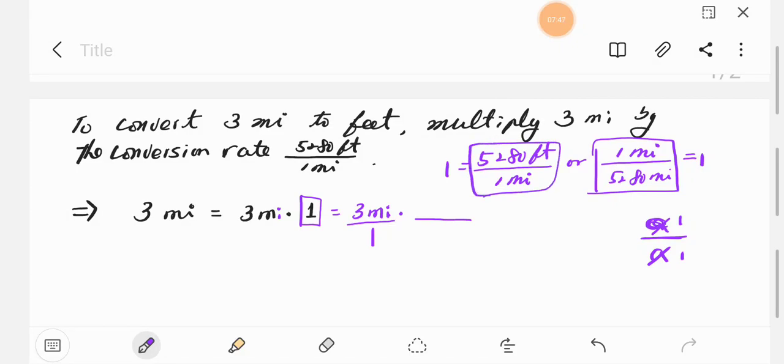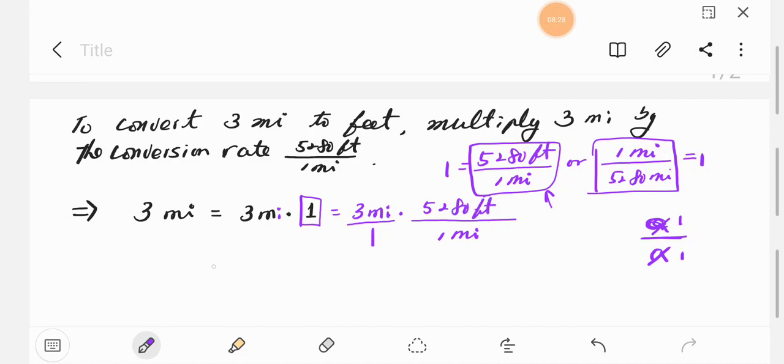I want to use the one that has the same unit in the denominator. So mile is in the numerator, so we want to use the one that has mile in the denominator. So write 5280 feet in the numerator, and 1 mile in the denominator. Sorry, not this one. So we want to use this guy, right? Because 1 mile is in the denominator, and the numerator is 5280 feet.